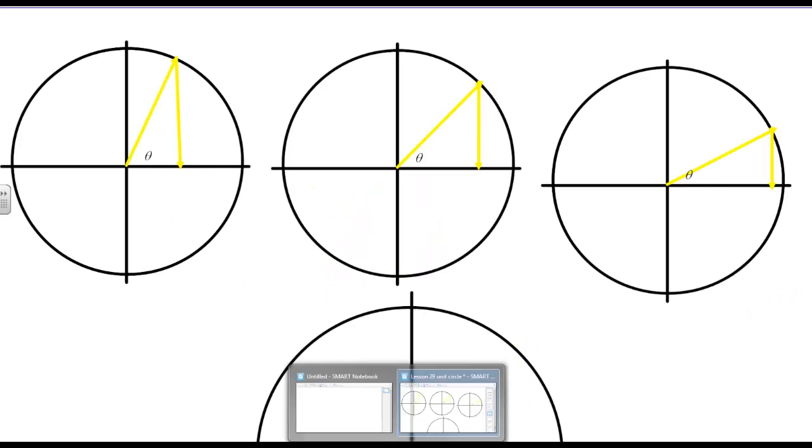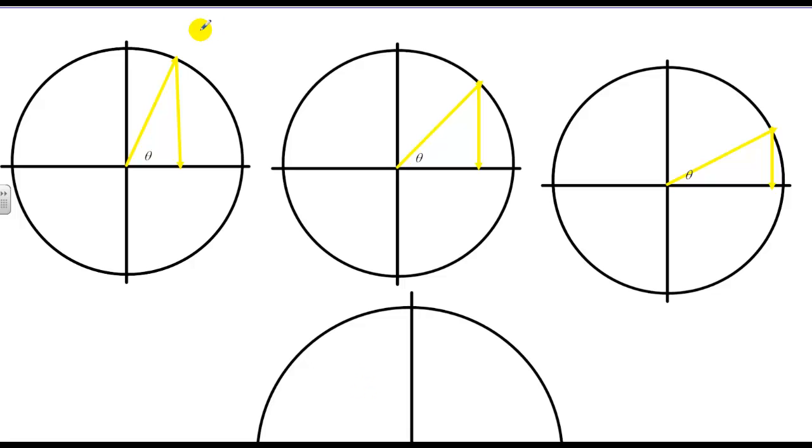Now, what I have here is 3 different triangles, 3 special triangles, actually. This is going to be one with a 60-degree angle, a 45-degree angle, and a 30-degree angle. And in each of these, my radius is going to be 1. And rather than using the Pythagorean theorem, I'm going to use those special triangle concepts.